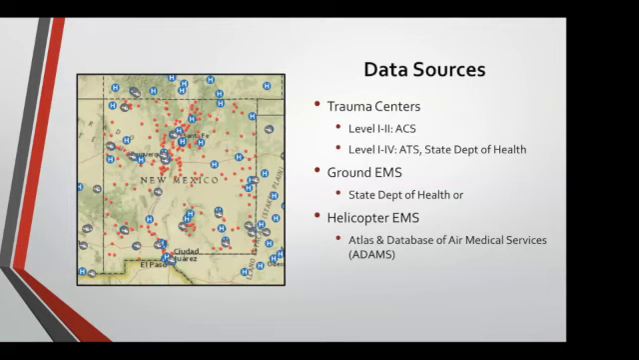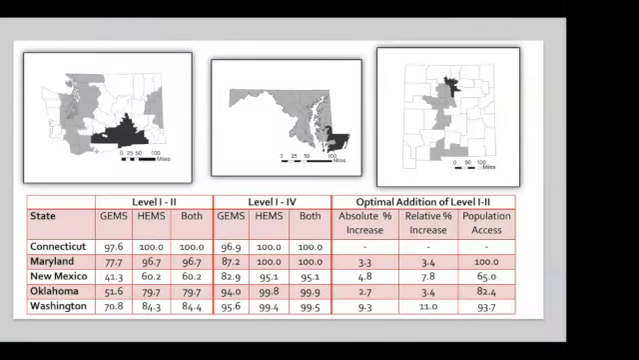So New Mexico was one of our states. We have trauma centers, their levels, ground EMS, air EMS. We build this network, and then we're able to run the analysis. And then we get some maps that look like this. So here are the results for the 5 states. I have 3 maps on top. We have Washington starting on the left, Maryland, and then New Mexico.